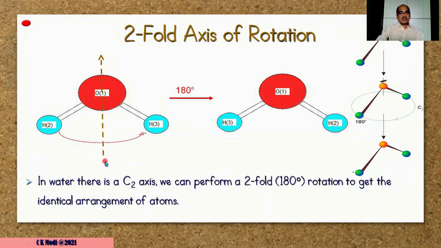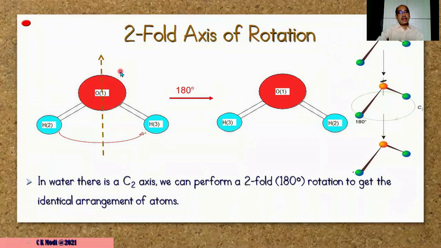Now, if we pass an imaginary line through the center of that molecule, and if I perform the cyclic operation about that imaginary axis at around 180-degree rotation, now we will rotate it by 180 degrees, so what will happen? This hydrogen comes over here and this hydrogen comes over here. So after 180-degree rotation, we are getting the new structure.